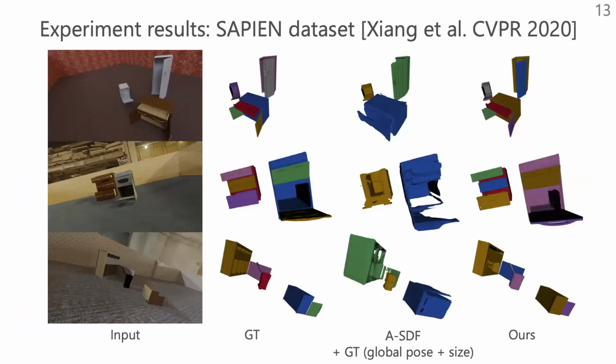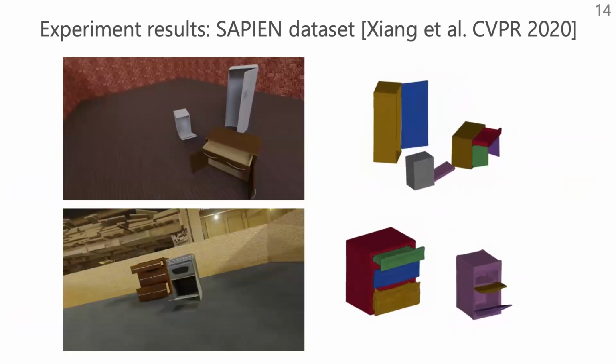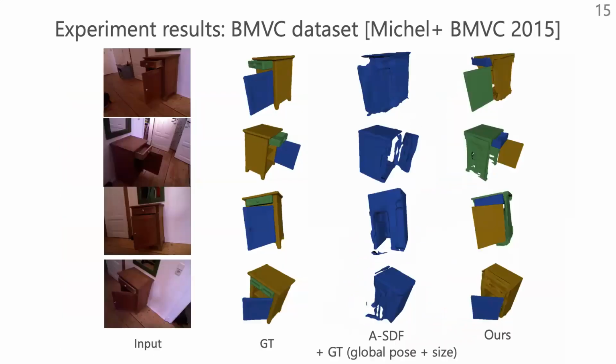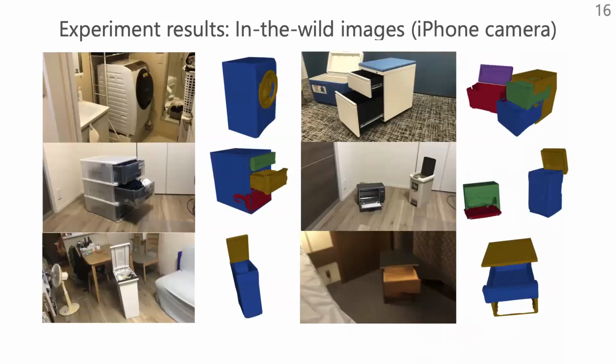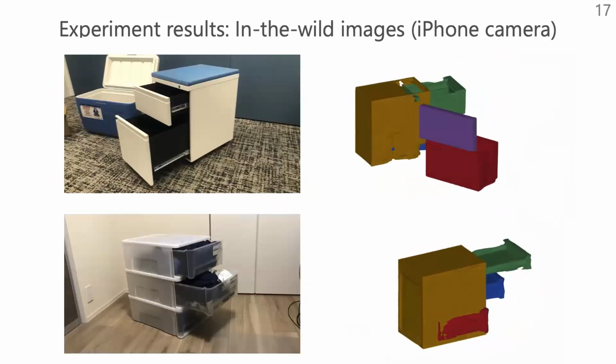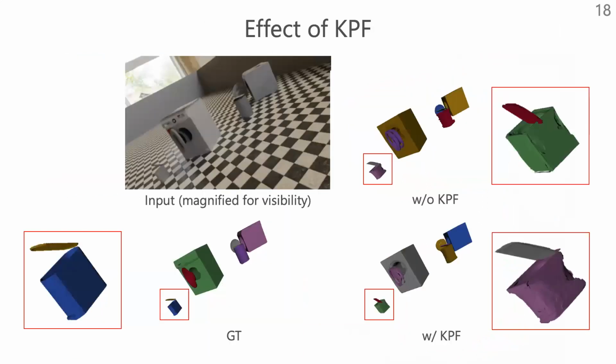Our method significantly outperforms the baseline method in reconstruction quality and is able to reconstruct the articulated object with diverse part configurations. Our method is also able to estimate the accurate kinematic parameters, enabling articulatable shape reconstruction. Although only trained on the synthetic dataset, our method reasonably generalizes to the real data from benchmark dataset and in-the-wild images taken by smartphone. By using the KPF, we show it improves the reconstruction quality by improving the detection of far small parts in the scene.